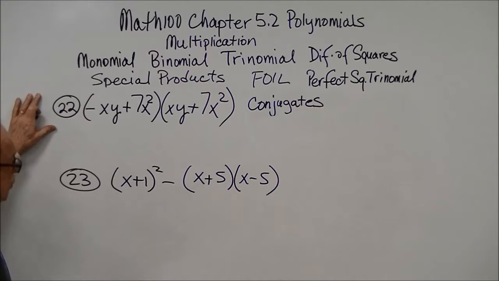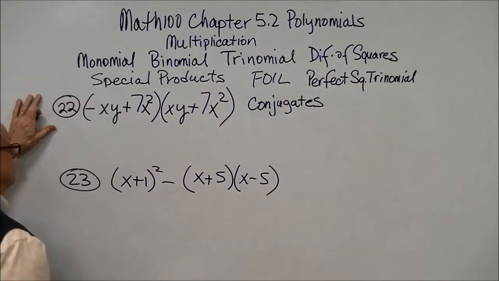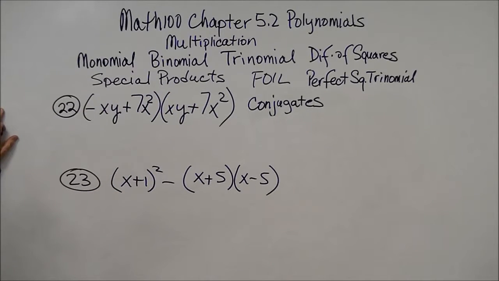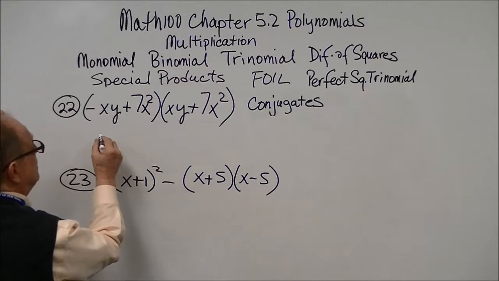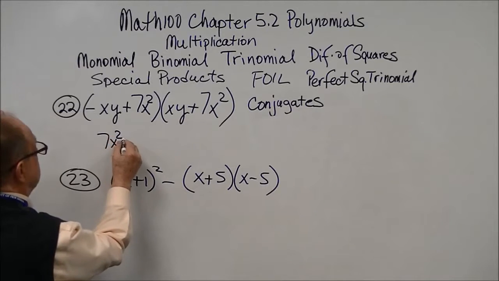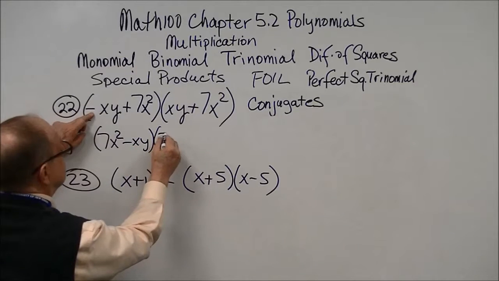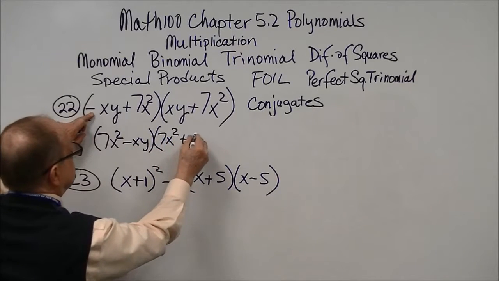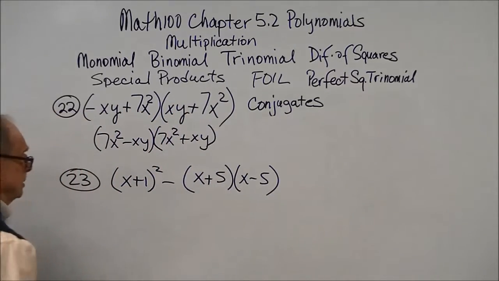And you'll have practice and quizzes, and then hopefully you'll master it. As you look at number 22, and again we're still in this topic of special products, you might say, well, wait a minute. This is another way to write conjugates. Can I rewrite this? Can I put it this way? 7x squared minus xy, and this one, 7x squared plus xy. I'm just using the commutative principle that we talked about in chapter 1. Can I do that legally? And the answer is yes.